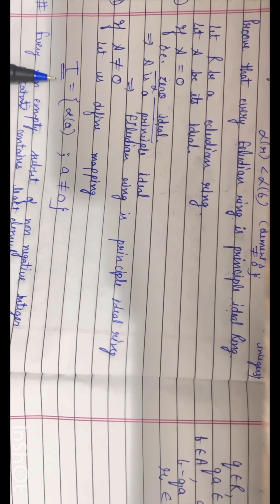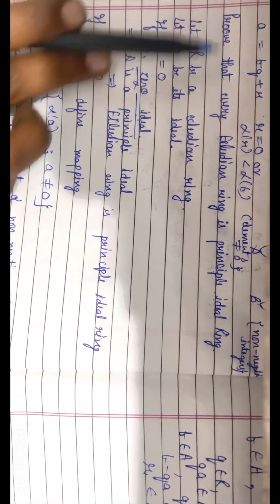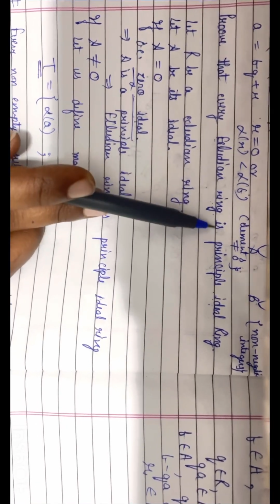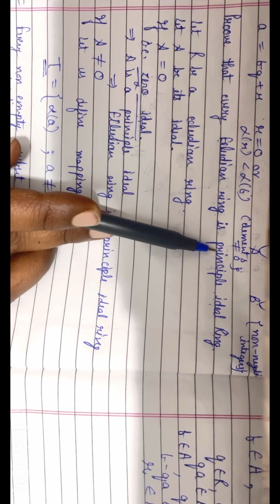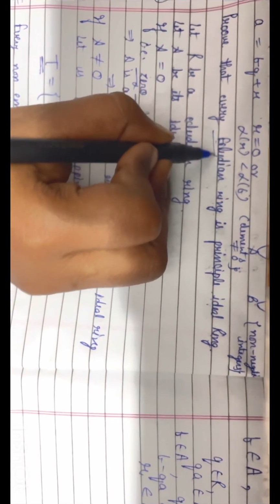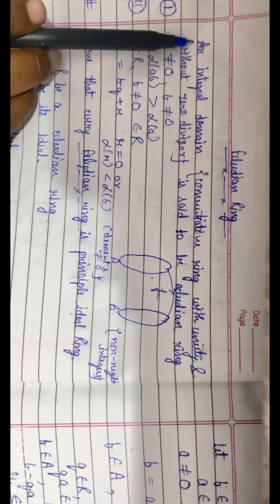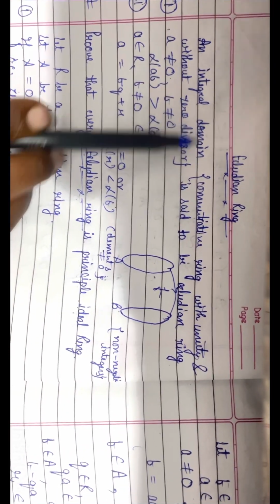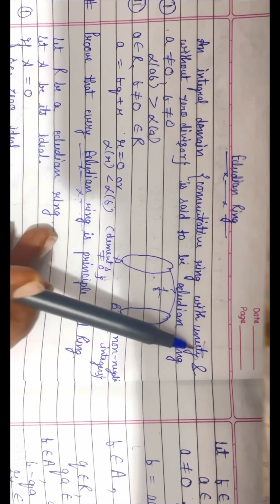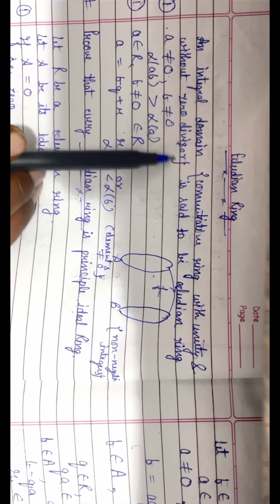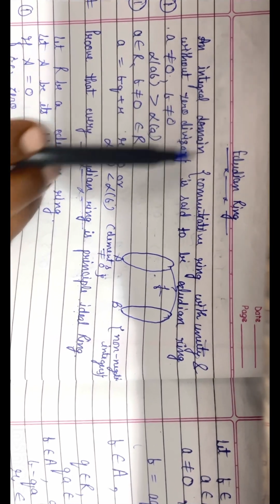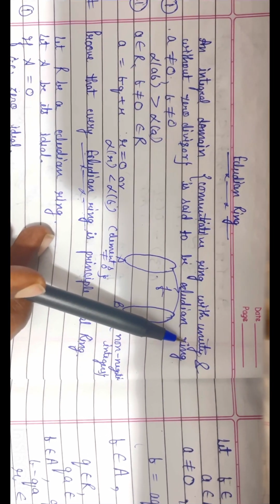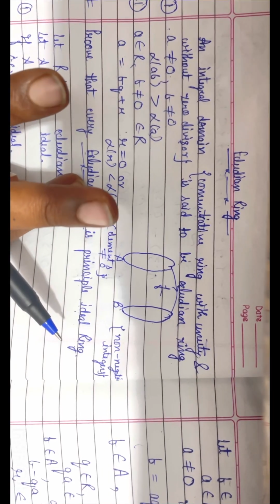Hello everyone, so in this lecture we are going to prove the theorem that every Euclidean ring is a principal ideal ring. For proving this theorem, we need to know what a Euclidean ring is. An integral domain, that is a commutative ring with unity without zero divisor. This is the definition of an integral domain. An integral domain is said to be a Euclidean ring if two conditions apply.